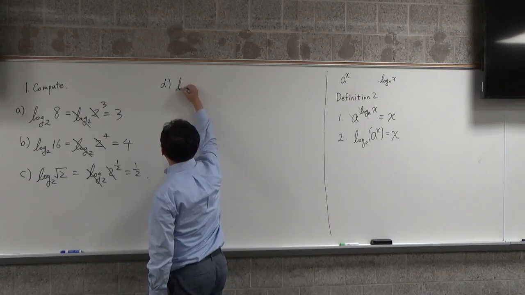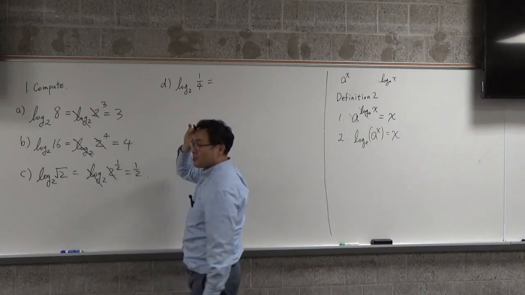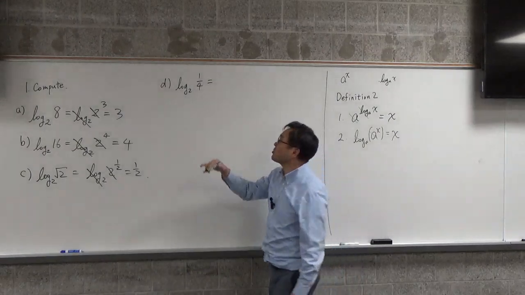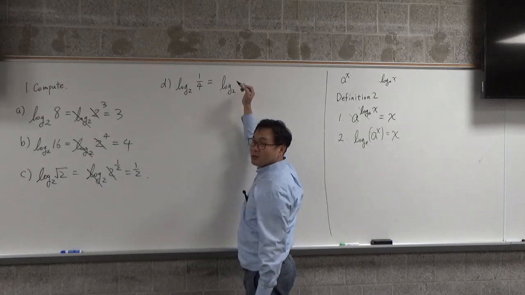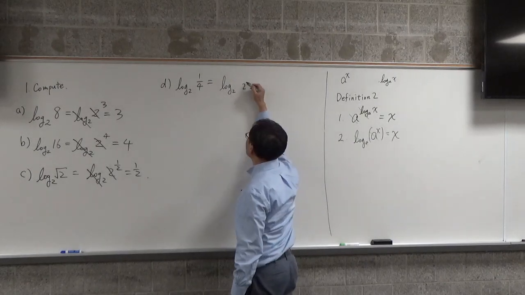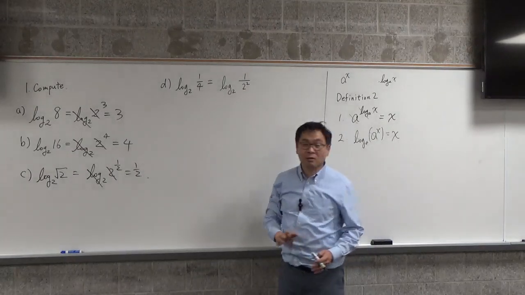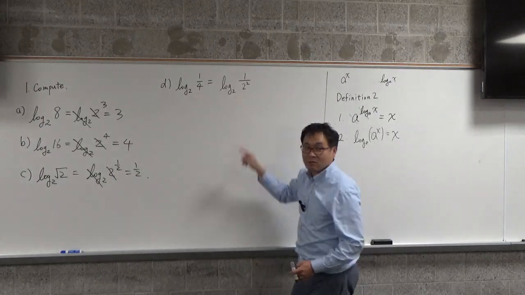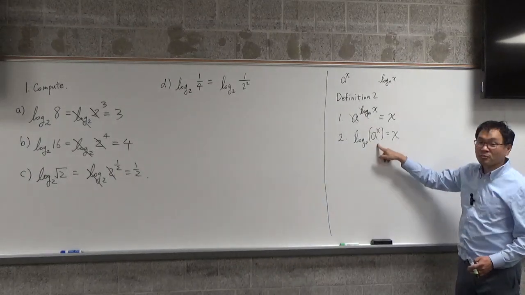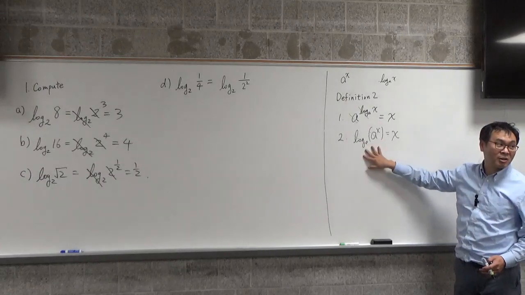What if you have log base 2 of 1/4? Okay, this requires a bit more work. First, 4 is 2 to what power? Second power. But here's something that you have to watch out for. You can't cancel these two because they are not in this form. Only when it's strictly in this form are you allowed to cancel.